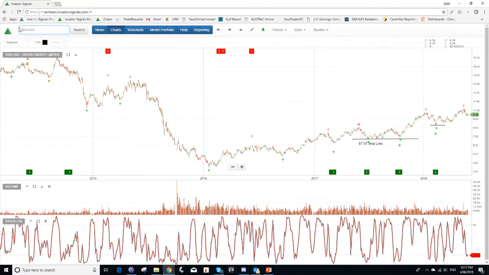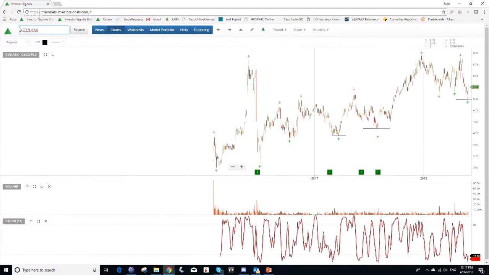One to have a think about is CYB. So this is the bank that was spun out from NAB. CYB is making a takeover offer for Virgin Money in the UK. So out of the banking stocks, I think this is the one that's probably got the most upside potential. So you could keep an eye on that with a stop loss below $5.